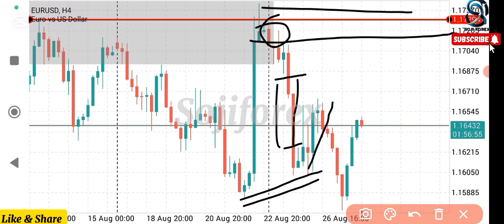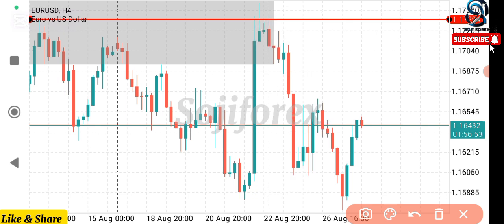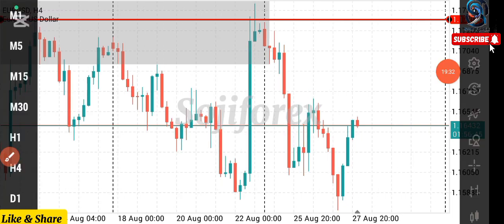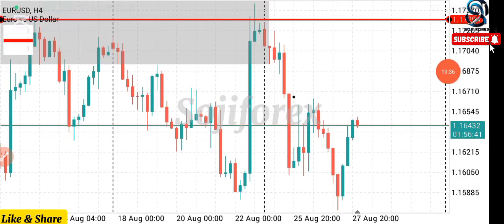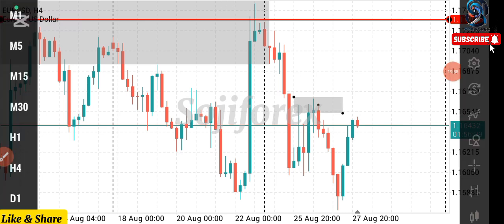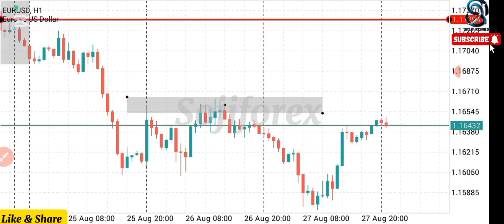And we are now having what? An internal liquidity that is sitting here. So this is a double top. And let me prove it to you that what you are seeing there is a liquidity that is sitting in that zone, and it's a double top. So let's mark this and let us trace this to a 1 hour time frame.